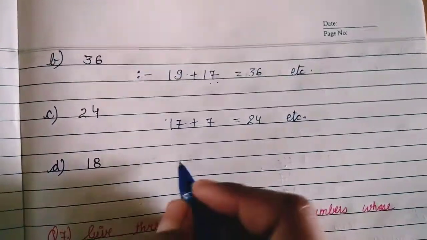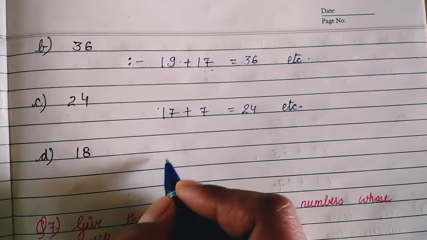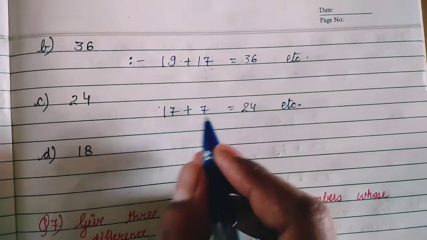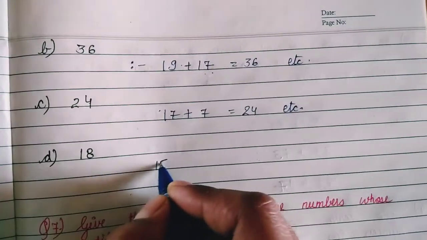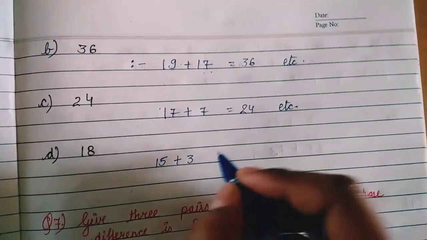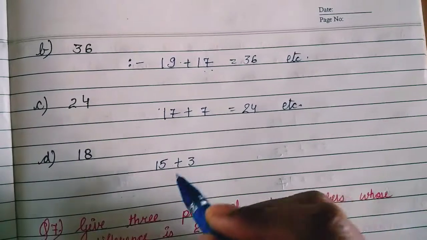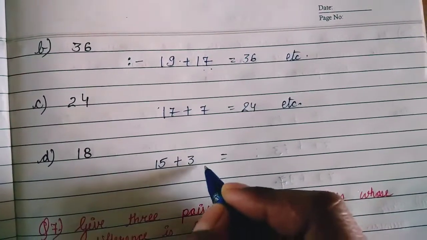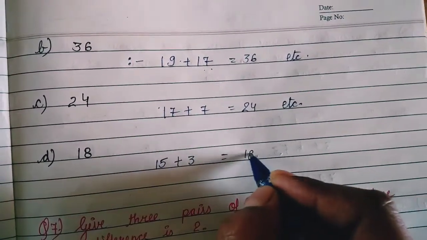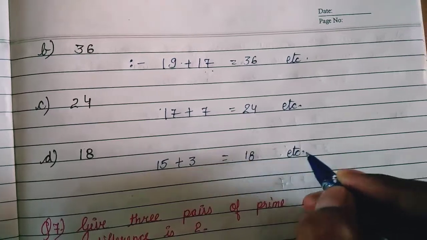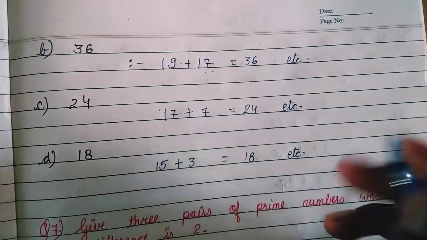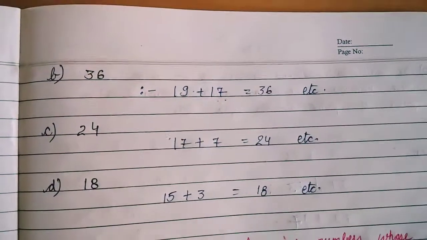18 can be made in the form 11 plus 7 or 15 plus 3. So here 15 plus 3, because we have chosen 11 or 7 manner lots of times in the previous one. So I am writing here 15 and 3. 15 plus 3 is 18. But not only one manner, we have lots of manners, that we saw in the first part.